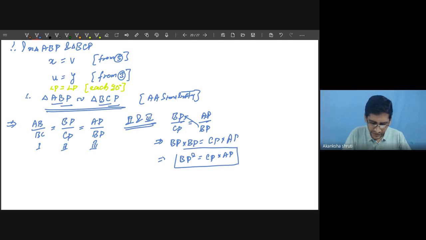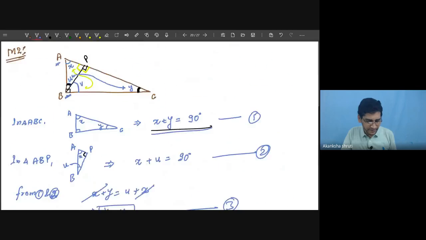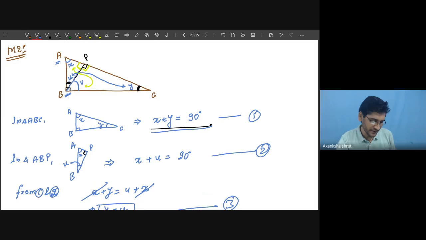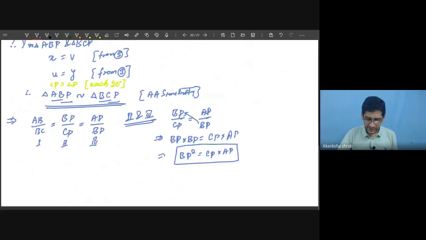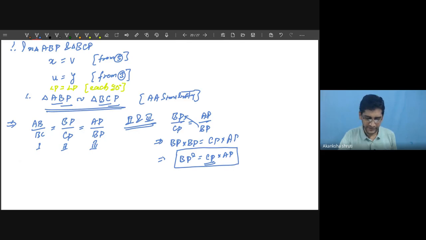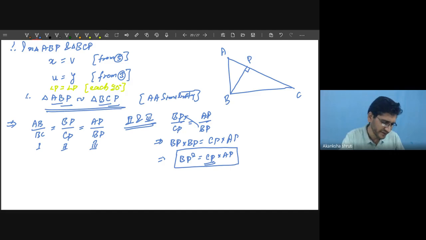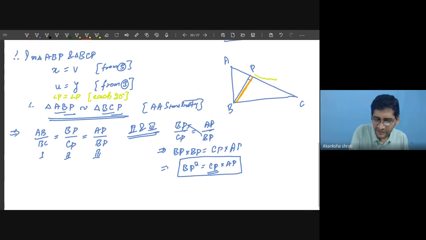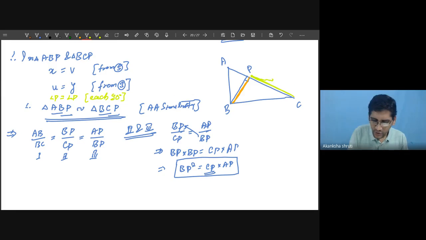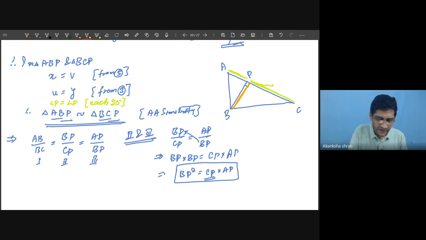This was the question in the previous exercise also. Student, here we have observed that BP square, where BP is the perpendicular drawn, is equal to CP into AP. Let me redraw this rather than contaminating our original figure again and again. So the figure is ABC, BP is drawn perpendicular. Then BP square is equal to CP, where CP is this one, into AP. Are we getting it? So this is the question asked.